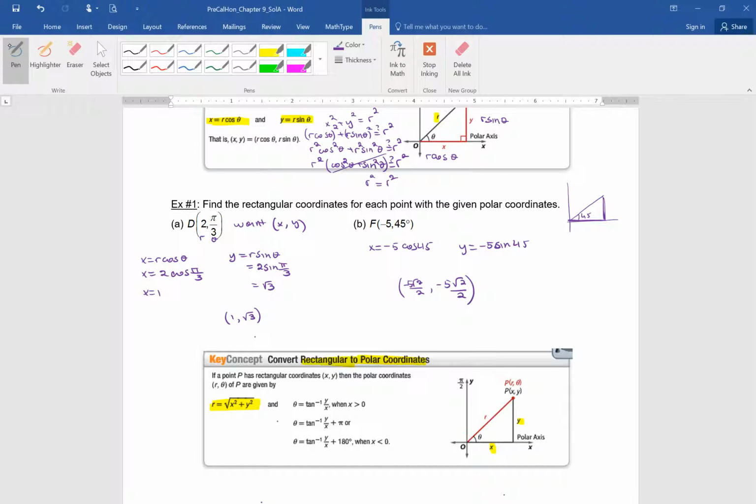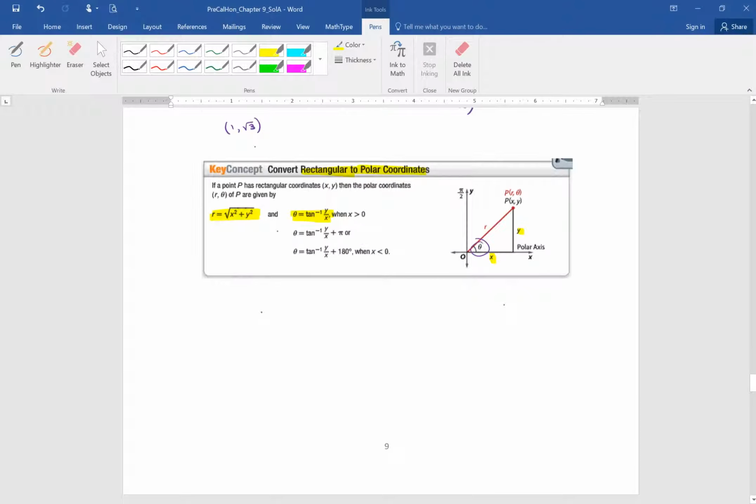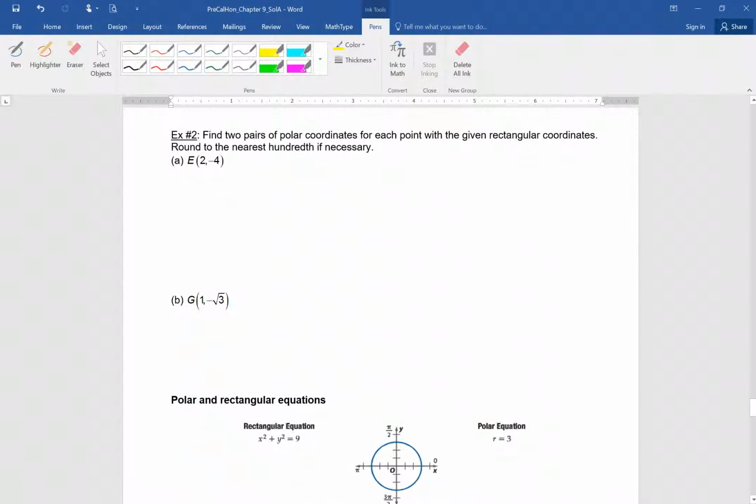For vectors, if I have the y component and the x component and I want to find the angle, what would I do? Inverse tangent of y over x. So these are the two relationships that I'm going to use to convert rectangular to polar. Now it's a little bit different here because you have the ability to get more than one answer.